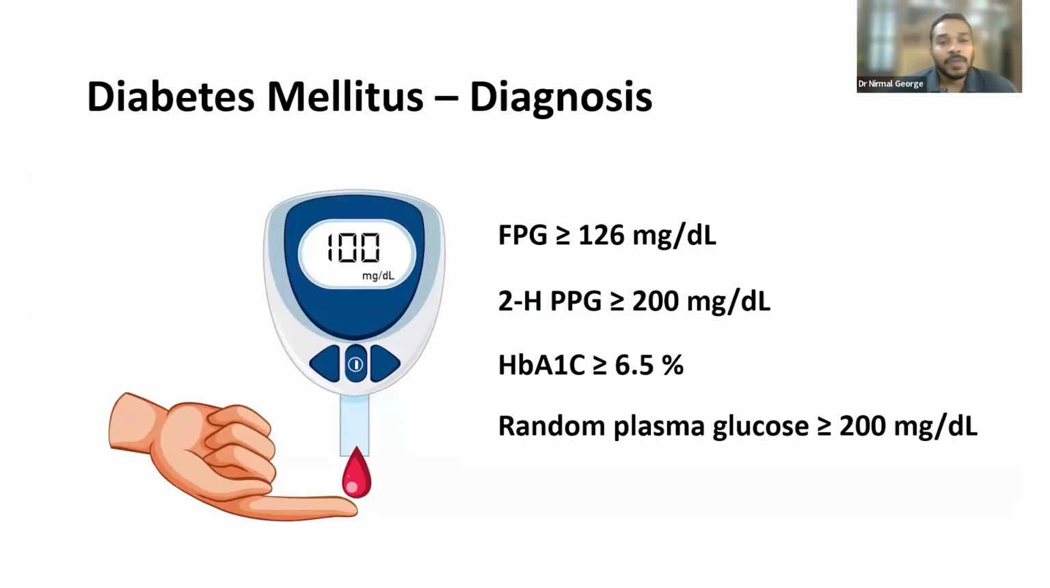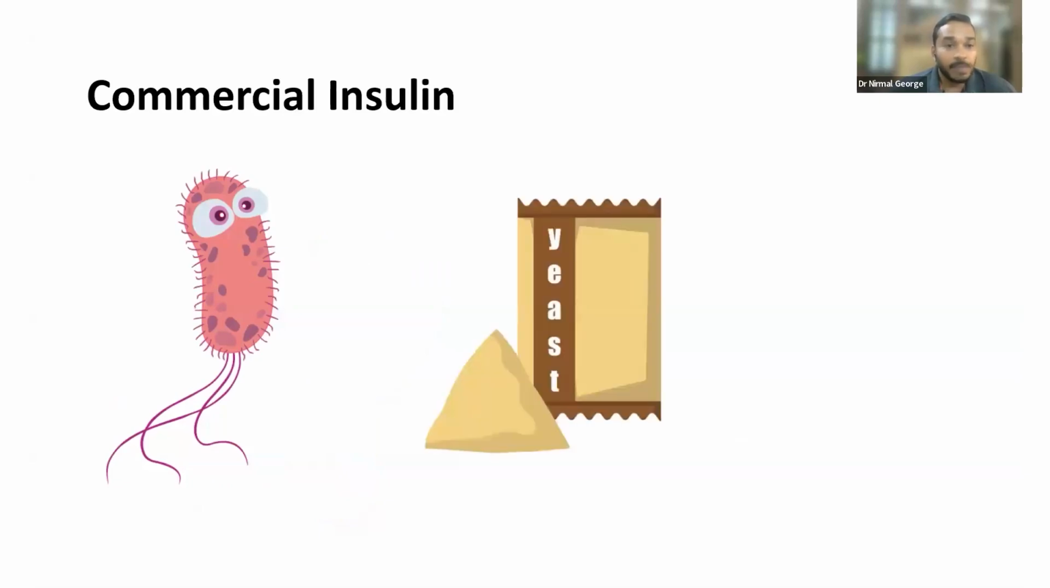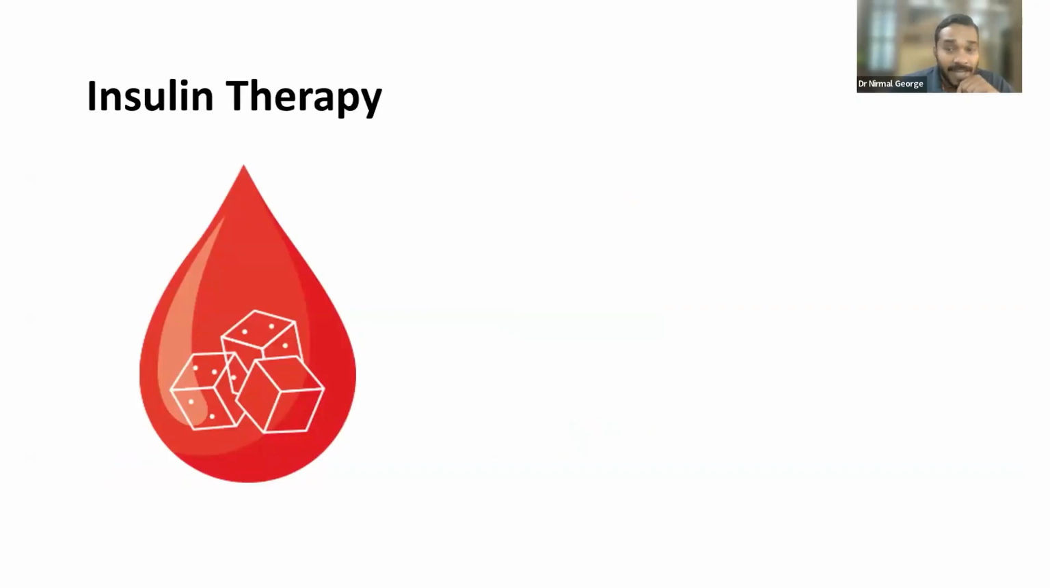Previously, we used to extract insulin from pork and also from cows. These insulins were known as bovine insulin and porcine insulin, but they were very allergenic. Currently, we commercially prepare insulin by inserting the pro-insulin gene into E. coli and also Baker's yeast. This will produce insulin, and we will refine that and use it for human use in the management of diabetes mellitus. Insulin is primarily used for the treatment of type 1 diabetes mellitus, but it can also be used in other types of diabetes mellitus.